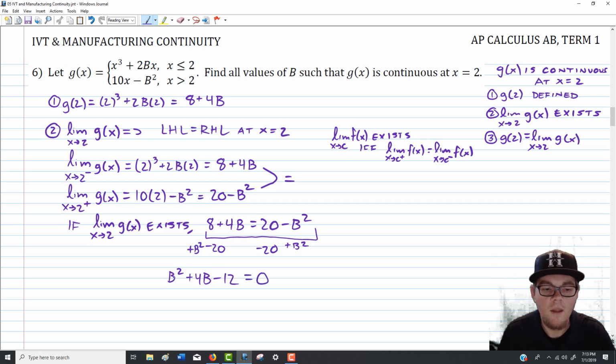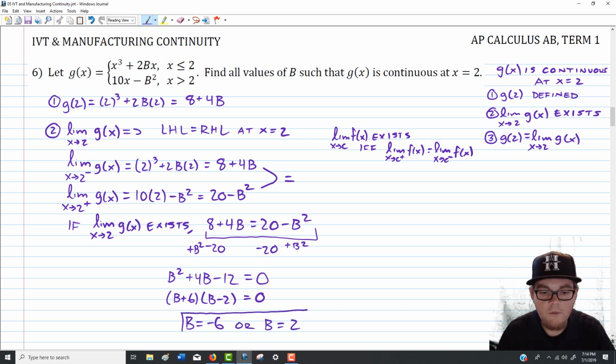On the right side, we cleared it all. We have 0. This is the equation that contains all the information about what we need of b in order for g to be continuous. If this thing factors, which it does, because I carefully designed it so that it would, you're welcome, we get b plus 6 times b minus 2 is equal to 0, and it appears we get two values: b equals negative 6, or b equals 2.